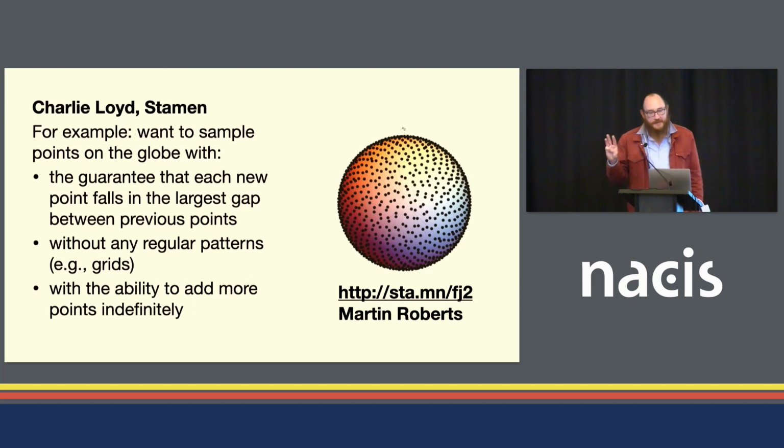So you want to do three things, because you want to be as efficient as you can, and you want to cover as much ground as you possibly can. So you want to guarantee that each new point falls in the largest gap between previous points, right? And I never want them to repeat. I don't want any grids, because I'm sampling, and I want to be able to add more points indefinitely, which is to say they'll never overlap one another. I don't ever want to do the same sample twice. So each new point falls in the largest gap. There's no regular patterns, and you can keep going forever, because the globe is big.